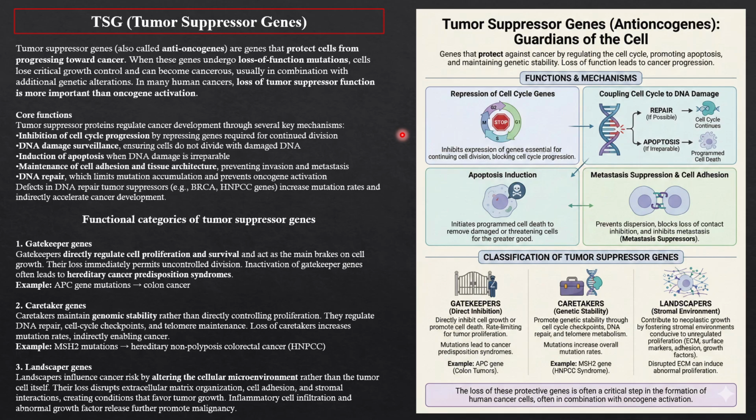The tumor suppressor genes can be classified into three functional categories. The gatekeepers directly control cell proliferation and apoptosis. They act as the first line of defense. The caretakers maintain genomic integrity by regulating DNA repair mechanisms and cell cycle checkpoints, whereas the landscapers influence the cellular environment, ensuring that the surrounding conditions do not favor abnormal cell growth. Examples include APC, which functions as the gatekeeper, and MSH2, which acts as the caretaker involved in DNA mismatch repair.